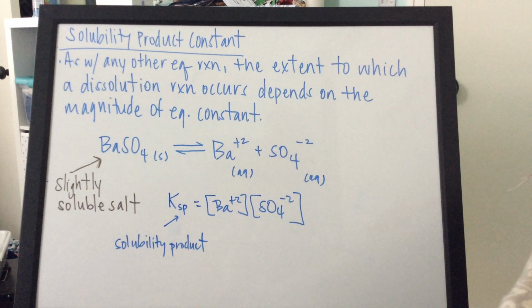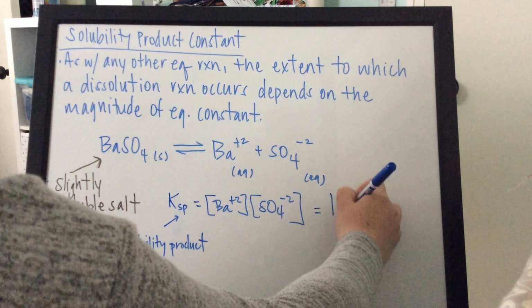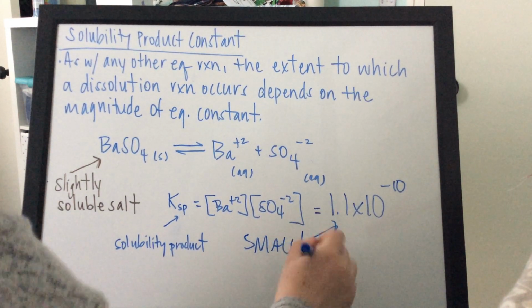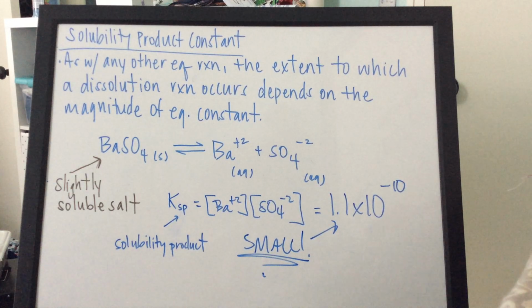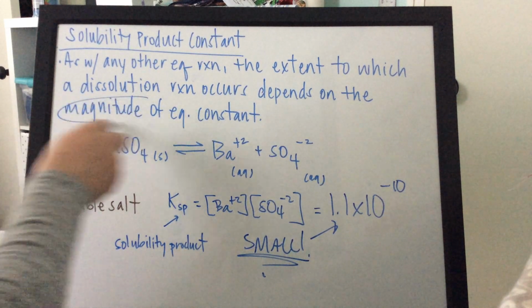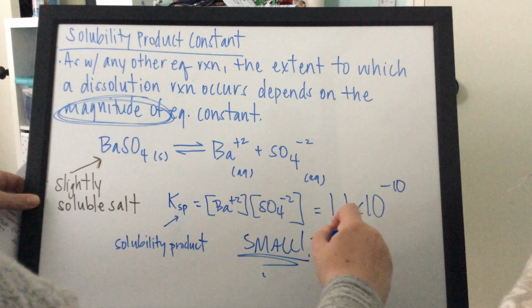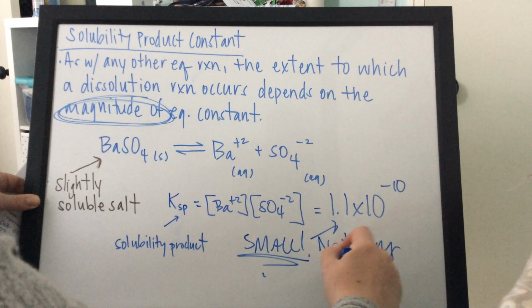Ksp values can actually just be looked up. There's a table of them in the back of your book. They could be quickly Googled for a huge list of substances. I looked this one up, and the Ksp is 1.1 times 10 to the negative 10. Whew, that is really small. This goes back to the takeaway that the extent to which this reaction occurs depends on the magnitude of the equilibrium constant. Well, this is a very small equilibrium constant. And so what we know is that this thing is not very soluble in water.